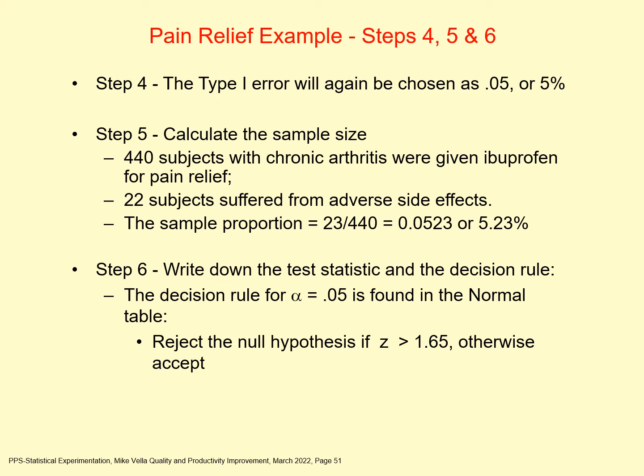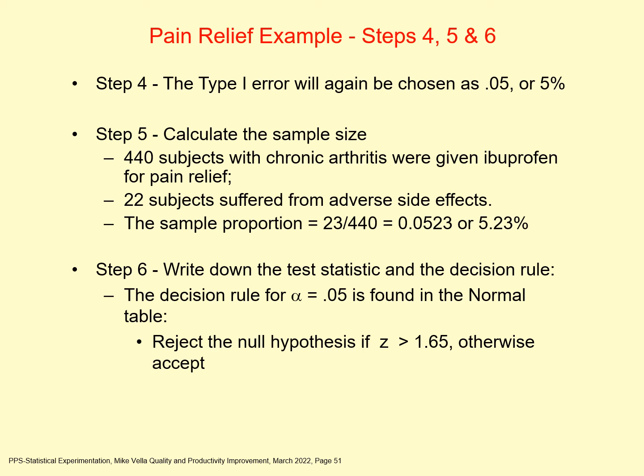So now we'll proceed to steps 4, 5, and 6. In step 4, we'll select our type 1 error to be 5%. Step 5, we'll calculate the sample size. We have 440 subjects with chronic arthritis, and they were given ibuprofen for pain relief. Of those 440 subjects, 22 of them suffered from adverse side effects. So our sample proportion is 23 divided by 440, or 5.23%.